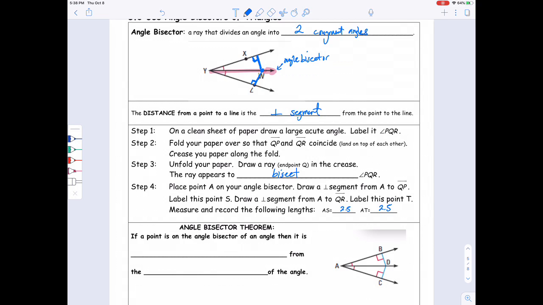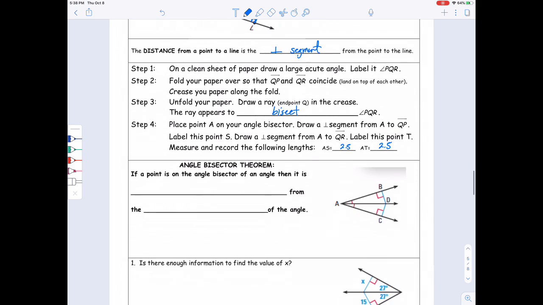Alright, so we just constructed that angle bisector on paper, and we were able to see some properties. So just to review, we talked about measuring the distance between the ray in the middle to each of the sides of the angle, and you were able to see that they had the same measurements. So let's fill out this angle bisector theorem that we kind of explored in that little activity.